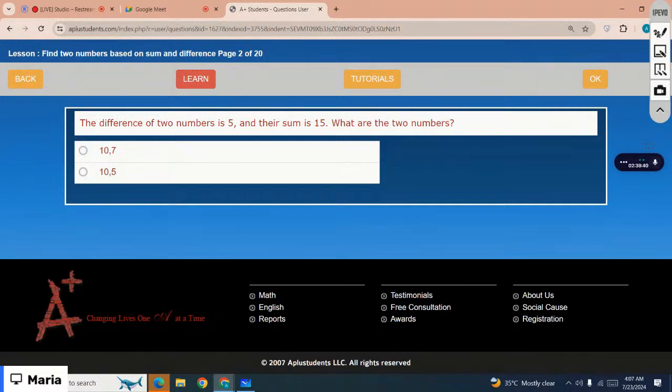Okay, the difference of two numbers is 5. Their sum is 15. What are the two numbers? So which two numbers when subtracted the answer is 5 and when added the answer is 15.